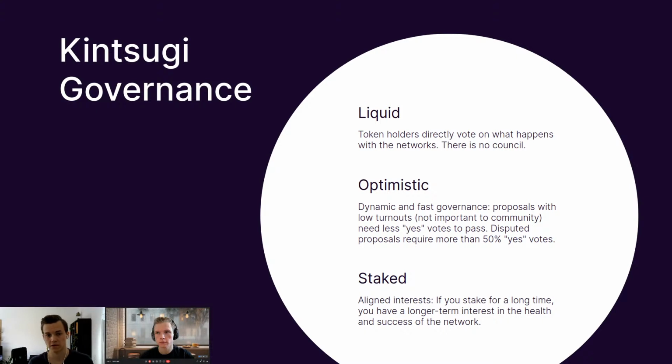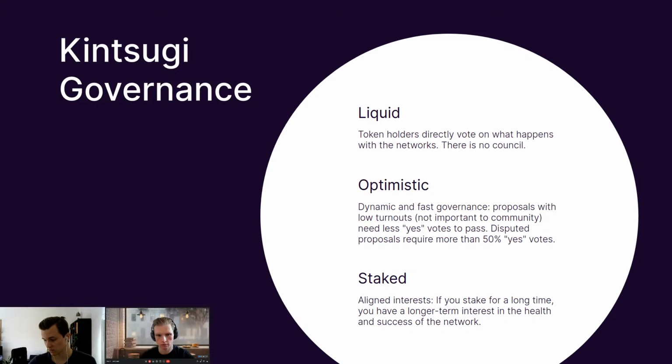Proposals with low turnouts, meaning where people are not active, where not many people are voting, for example, things that are not important to the wider community, very specific proposals, minor fixes, they do not need a full majority. They need fewer yes votes to pass. However, proposals which are disputed, where you have a lot of people participating, there of course you need a majority of yes votes to succeed.